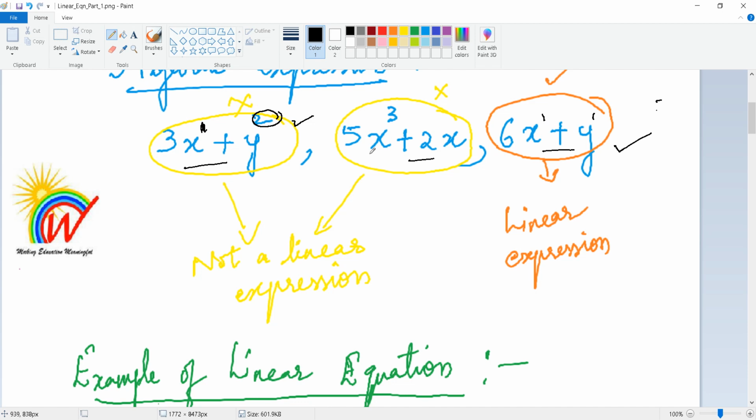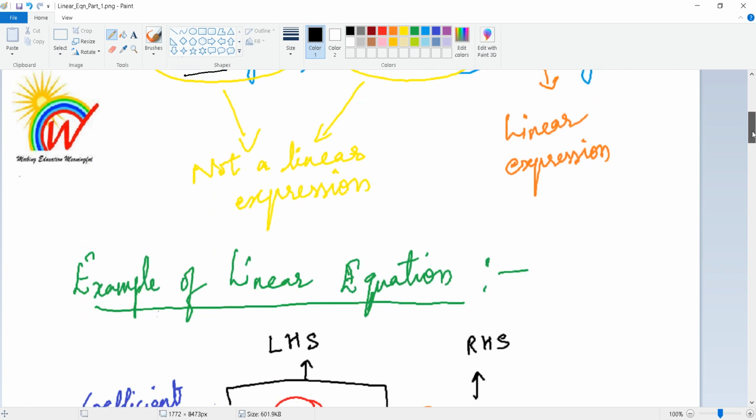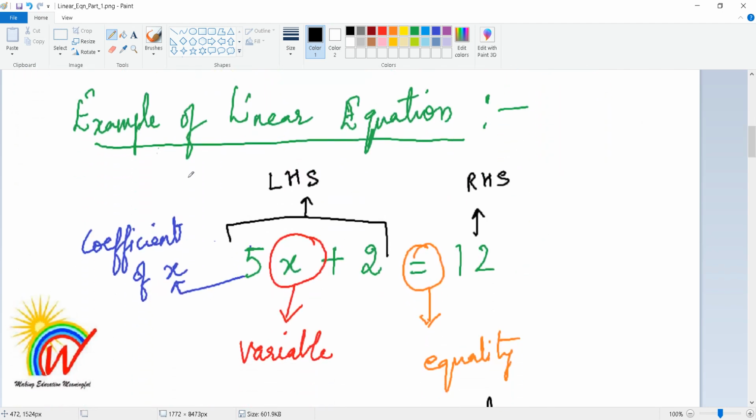Now the second case over here, the x has 1 but here the x has 3, right? So again, it's not a case of a linear expression, okay? So in the 3 examples which I have given, the one inside the orange circle is the only example of a linear expression, okay? Now we'll come to this one, examples of linear equation.